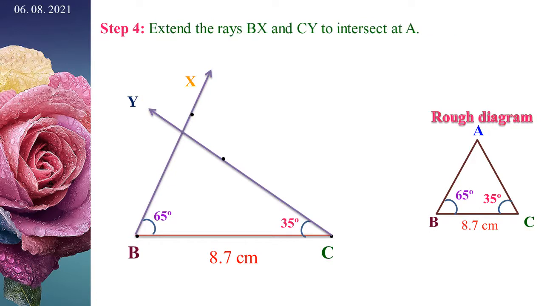Step 4. Extend the rays BX and CY to intersect at A. The intersection point of BX and CY is called A. The required triangle is ABC, BC 8.7 cm, angle B 65 degrees, angle C 35 degrees.